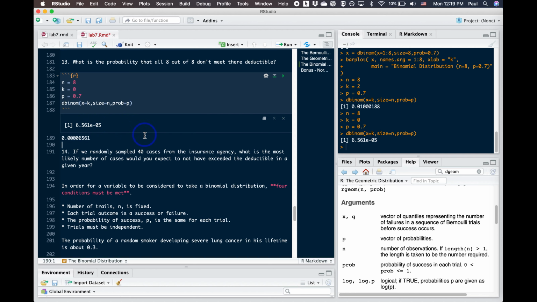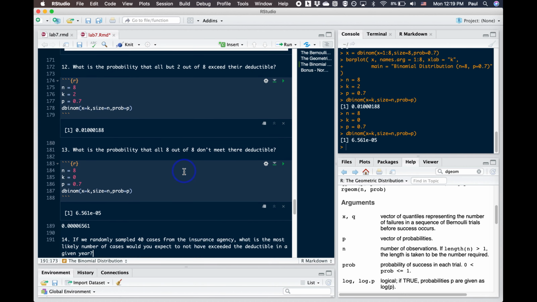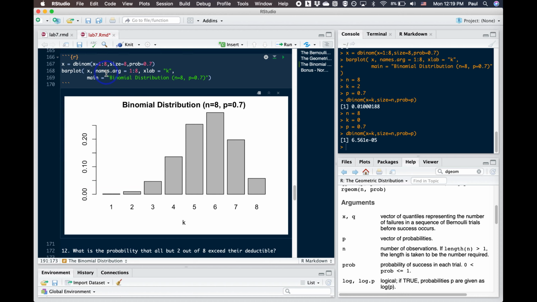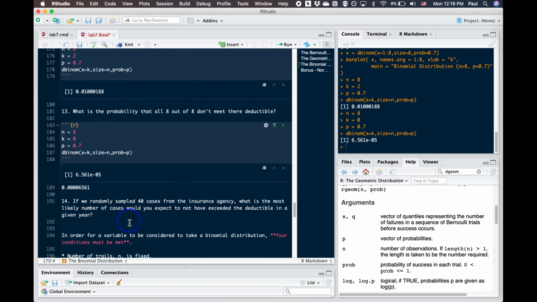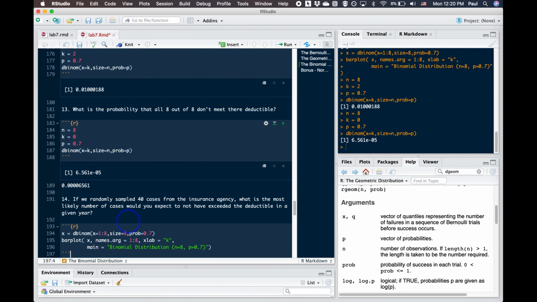Okay, so I'll let you do 14. We got 40 cases that an insurance agency is interested in, and we're looking at the most likely number of people to expect to exceed their deductible. So what you could do for this one is plot this, but change it to where we're looking at 40 people.